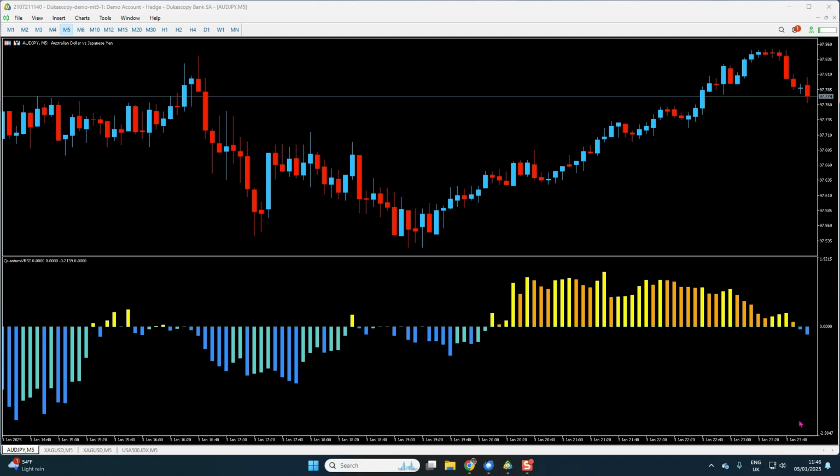And indeed, throughout that trend, you can see the height of those pressure bars. It doesn't diminish a great deal. It does wane off towards the end, obviously. But throughout that trend, they maintain a pretty good size.